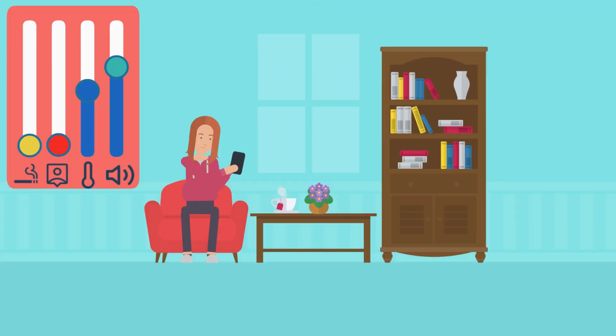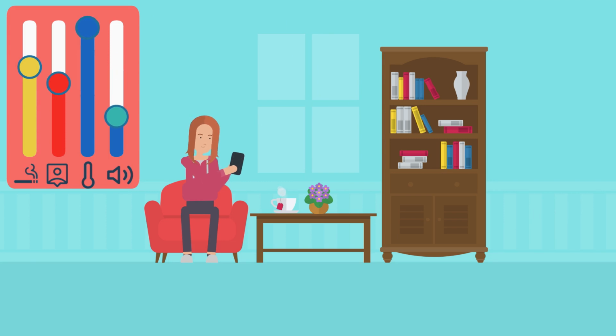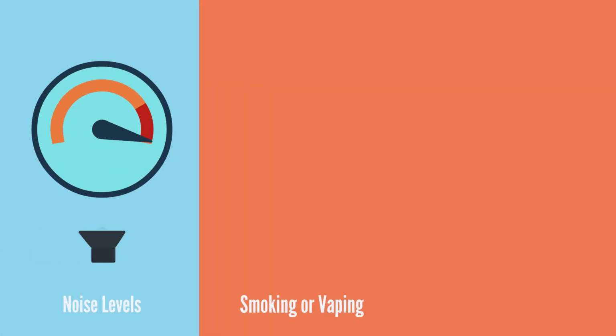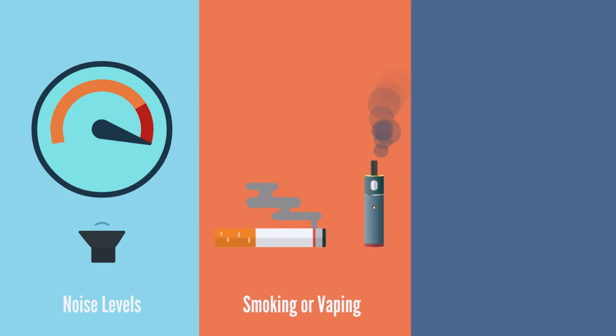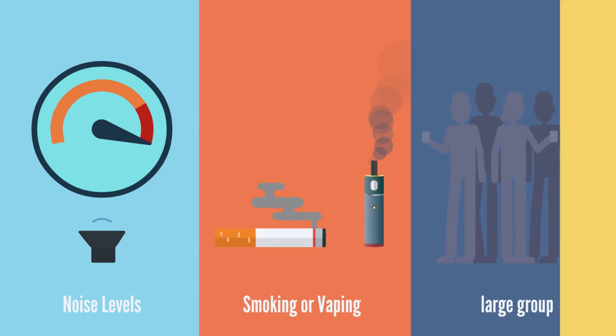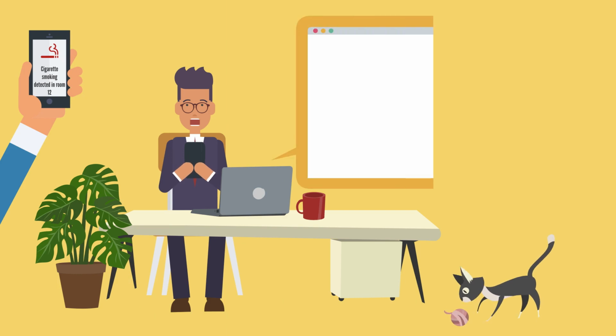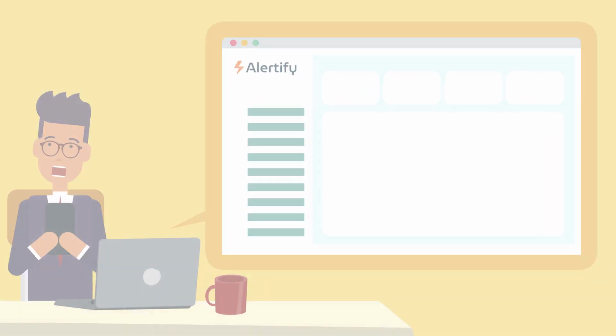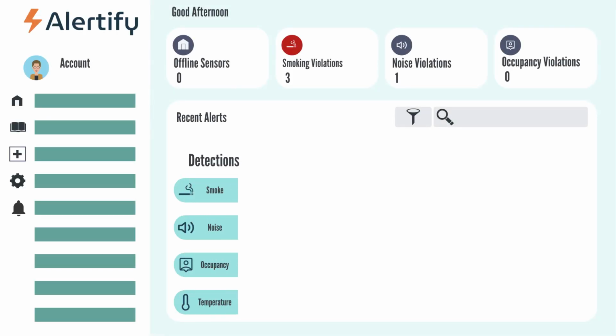With Alertify, you can set custom thresholds to trigger a notification. If noise levels exceed a certain level, if somebody is smoking or vaping, or if a large group is detected, you'll receive a notification. In your online dashboard, you're in control and can customize notifications and thresholds to suit your needs.